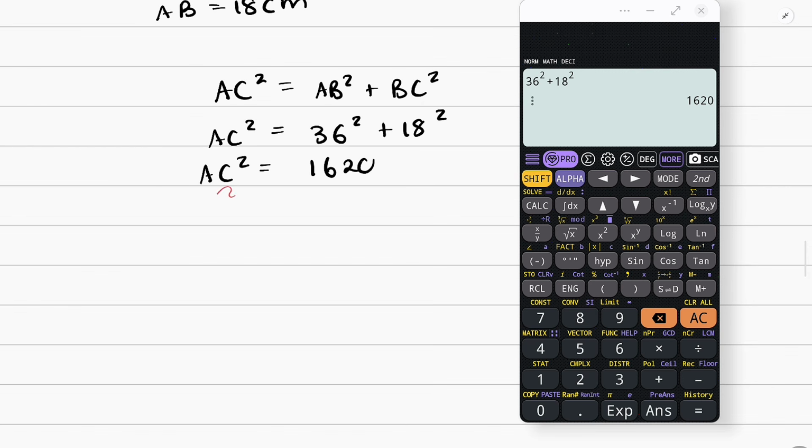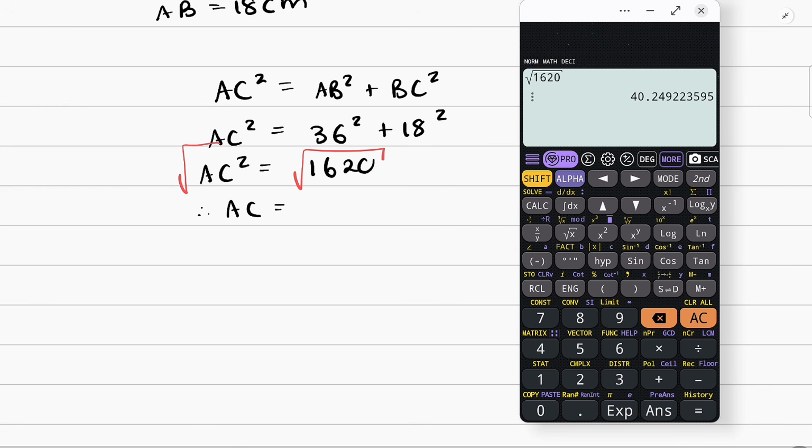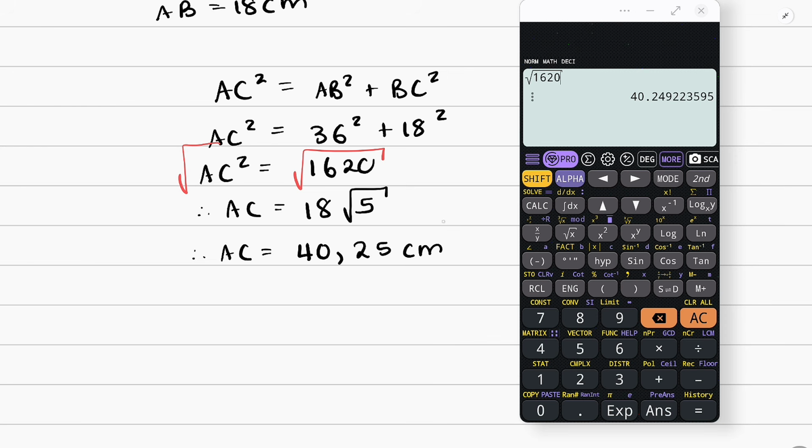Then square root both sides of the equation, so you don't have to consider any negatives. We're working with lengths. So AC is equal to the square root of 1620. I don't think they want us to leave it as a surd, but I'll leave the surd form answer first: 18 root 5. Then finally AC equals, rounded off to 2 decimal places, 40.25 centimeters, because the 9 rounds the 4 up to a 5. And that is the length of AC.